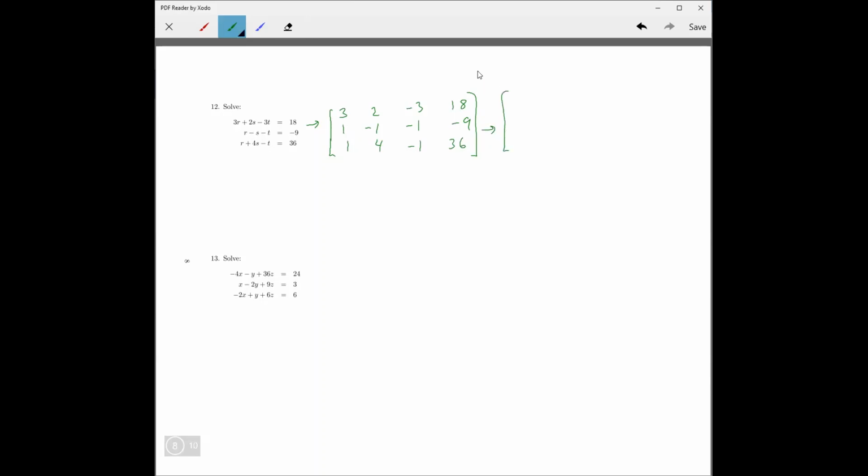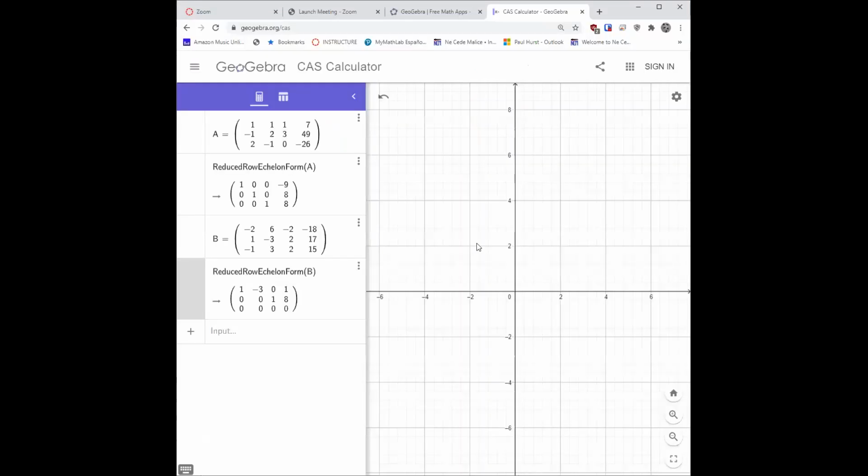Okay, and then I'm going to use GeoGebra again. And I'll make this one C.